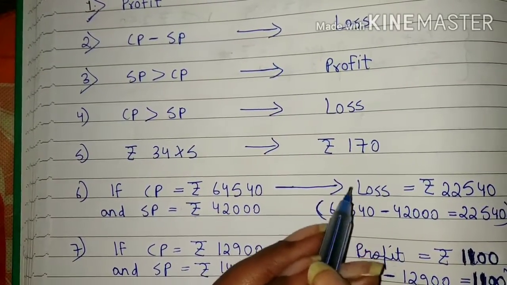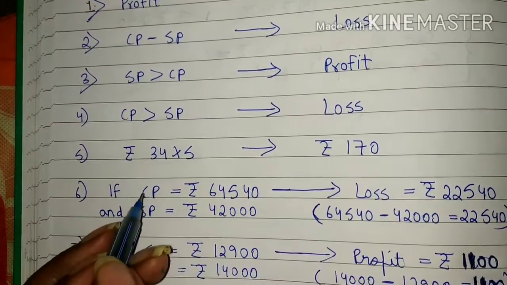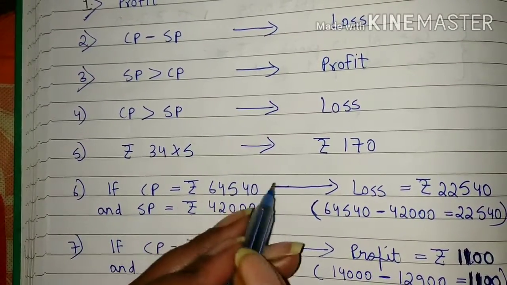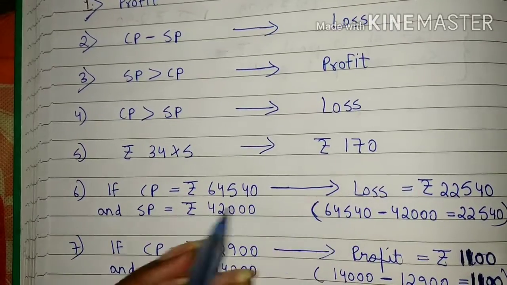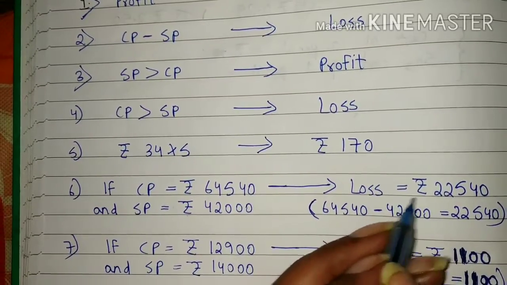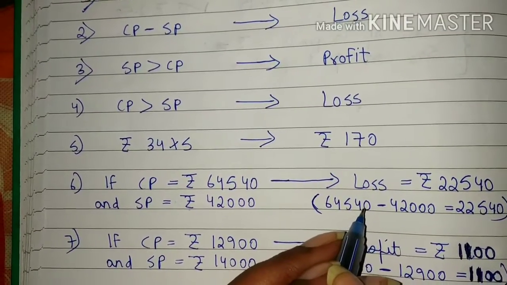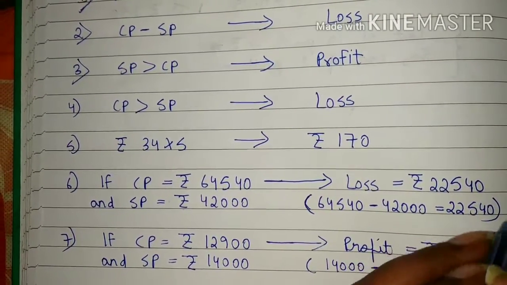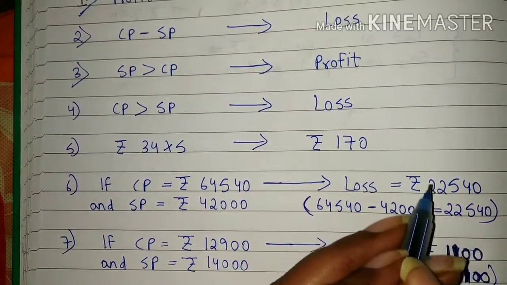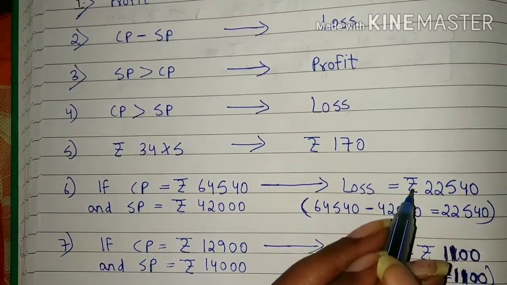Now students, how will you calculate loss amount? Students, we know that loss is equal to cost price minus selling price. Cost price is rupees 64,540 and selling price is rupees 42,000. Students, when you subtract 42,000 from 64,540, then you will get answer 22,540. So, loss is rupees 22,540. Students, this is the correct answer.